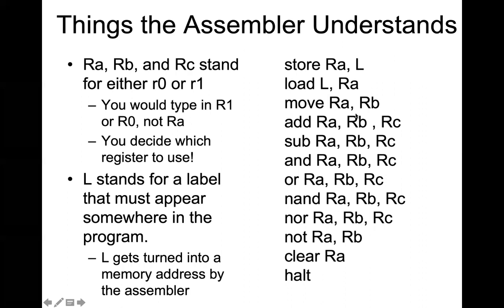You can add RA and RB into RC. So RC is the destination register here. You can subtract RB from RA and put the result into RC. You could do an AND operation, an OR operation, a NAND, a NOR, a NOT. There's a clear operation. Clearing a register puts 0 into it, and you can halt the simple computer.